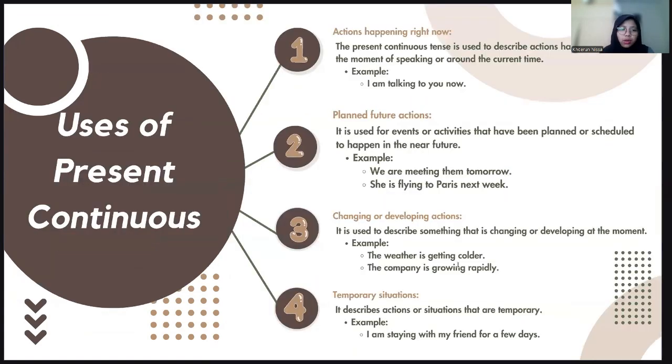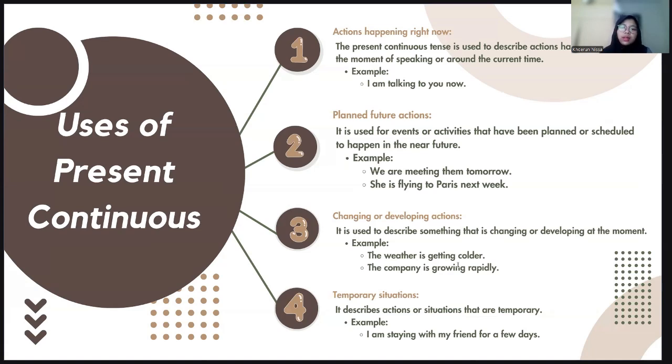Use of the present continuous. Number one is happening right now. That means the present continuous tense is used to describe action happening at the moment of speaking or around the current time. For example, I am talking to you now.